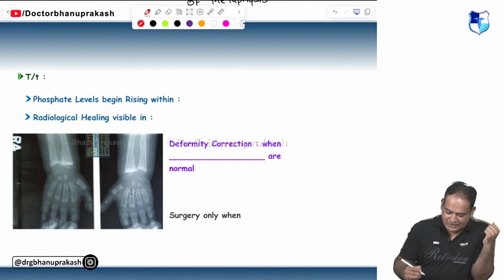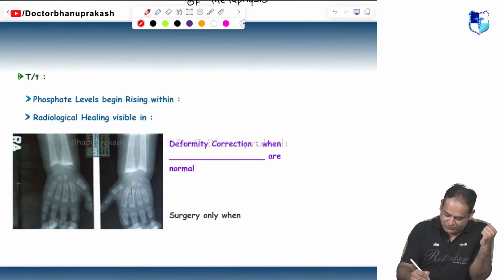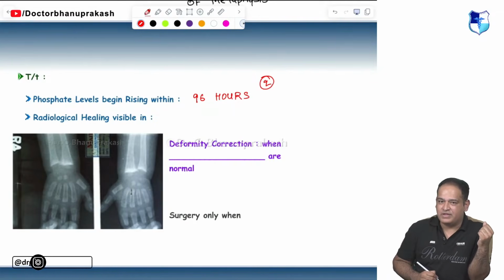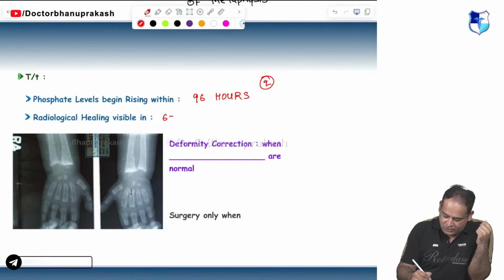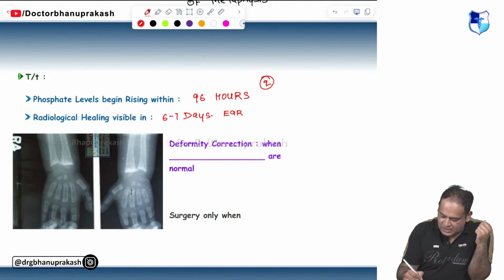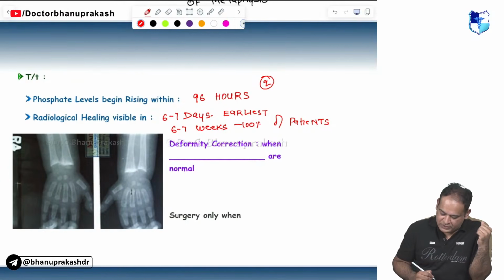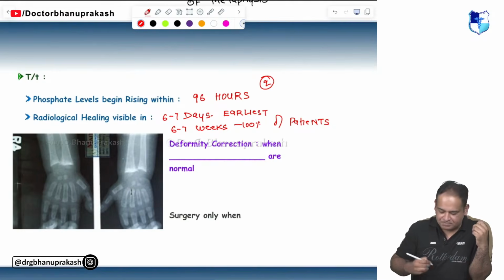Now, when you start the treatment, phosphate levels begin rising within 96 hours. Radiological healing is visible as early as within 6 to 7 days at the earliest, and in 100% of the patients it is visible within 6 to 7 weeks.